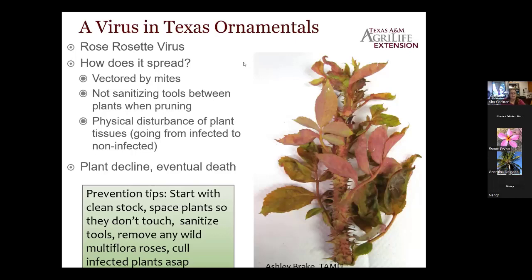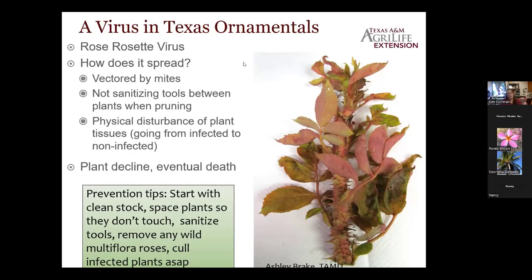So this is spread very effectively by mites, like spider mites, feeding on an infested plant, going to a new one and feeding on that. Also not sanitizing your tools between plants when you're pruning. So if you're doing just regular prunes or cut flowers and you go from plant to plant to plant, you can spread it plant to plant to plant. Also physical disturbance of the plant, so like rubbing the leaves or picking flowers, and you get that sap on your hands and then you go handle other plants, you can spread it that way.